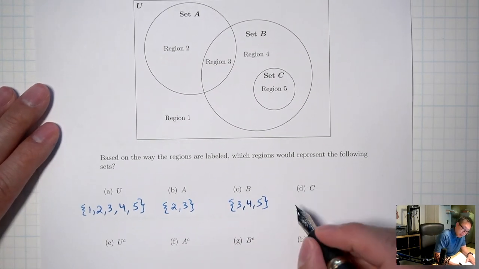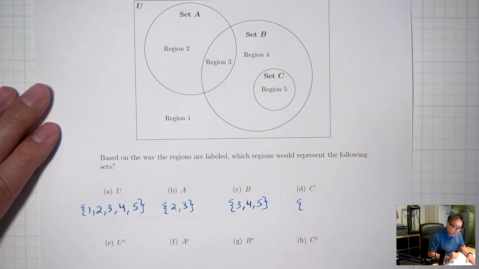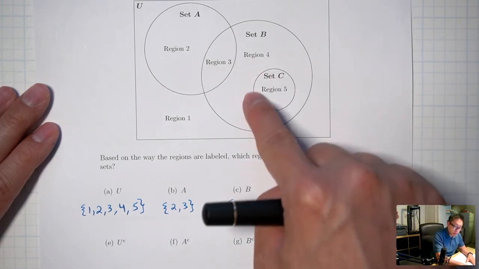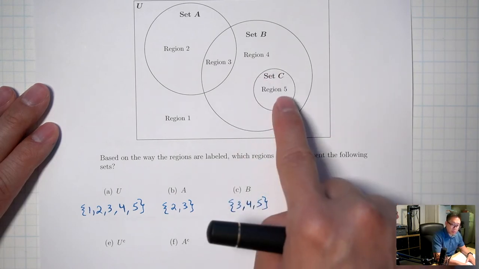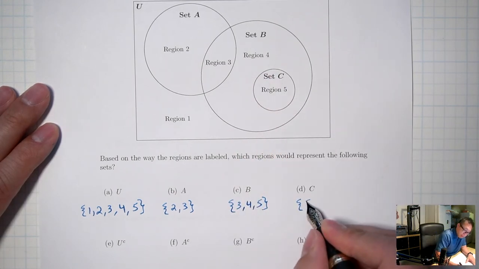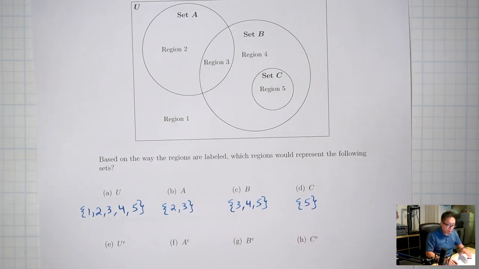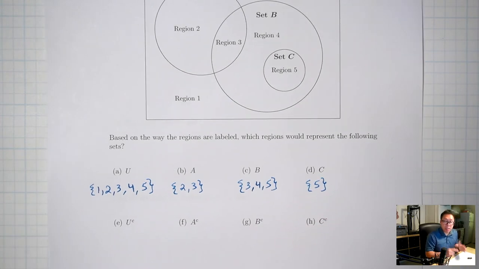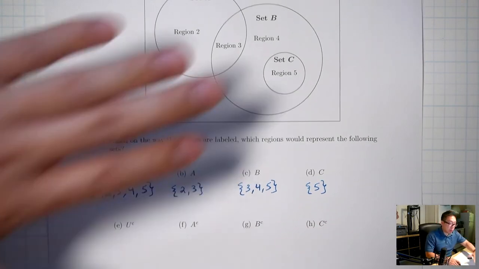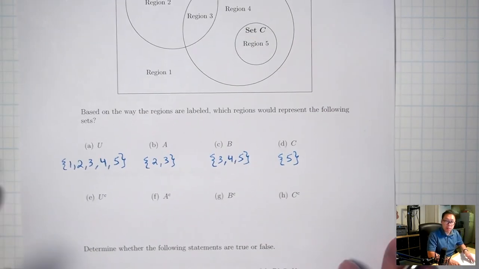Next up is C. C is the small circle here. What regions are inside of C? Looks like it's only 5. Okay, so now that we have regular U, regular A, regular B, regular C, this now becomes just like example 1, right? We don't even have to look at the picture anymore. So let's not.